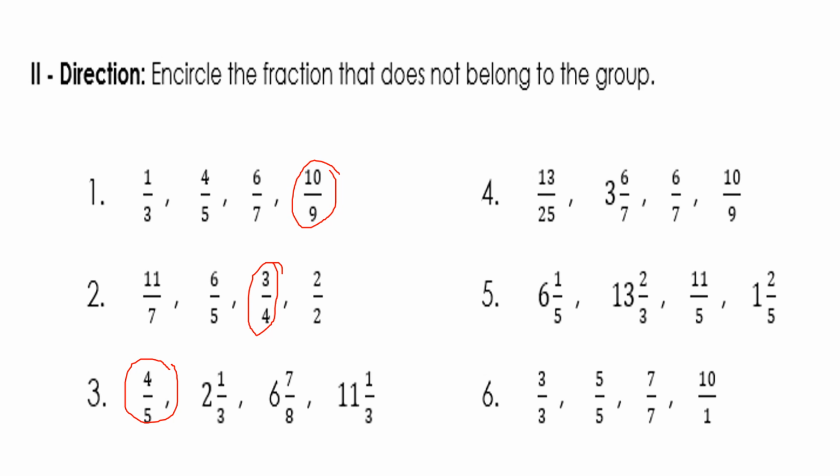Then for number 4, we have 13/25, 3 and 6/7, 6/7. So all of these are improper and mixed numbers, so the only answer is 13 over 25. Number 5, 6 1/5, 13 2/3, 11/5, 1 and 2/5. Okay, which does not belong? So this is improper and the rest are mixed numbers. For number 6, we have all of these. Okay, now let's move on to the next slide.